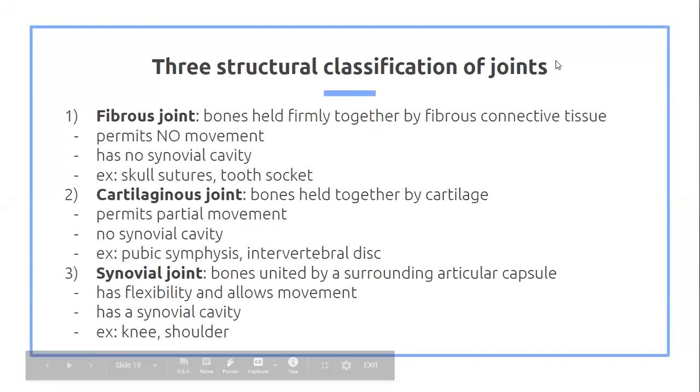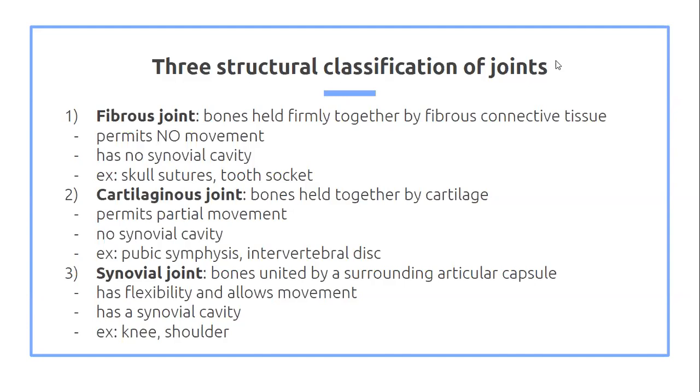There are three structural classifications of joints. First, there's the fibrous joint. These are bones held really firmly together by fibrous connective tissue, and it permits no movement at all. You can't move these joints at all, and there's no synovial cavity, which is basically a cavity that provides movement. If a joint has a synovial cavity, that usually means you can move it freely. An example of these is skull sutures. You actually have joints in your skull. You can't move them, obviously. Another is the tooth socket. You can't really move your teeth either.